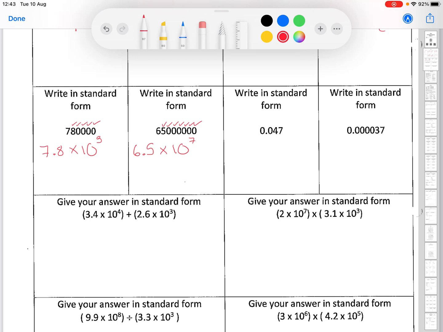Next one is a decimal one. So we know this is going to be to the power of a minus. So we've got our numbers 0.047. So it's going to be 4.7 times 10. So that first number, don't forget, has to be between 1 and 10. It can't be 47.